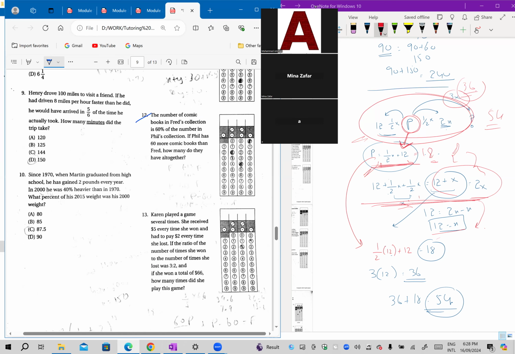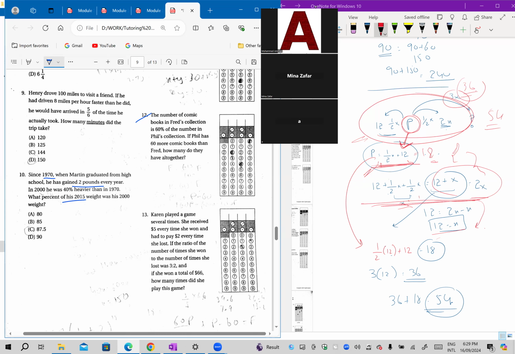Since 1970, when Martin graduated from high school, he has gained 2 pounds every year. Okay, 2 pounds every year. In 2000, he was 40% heavier than in 1970. What percent of his 2015 weight was his 2000 weight?